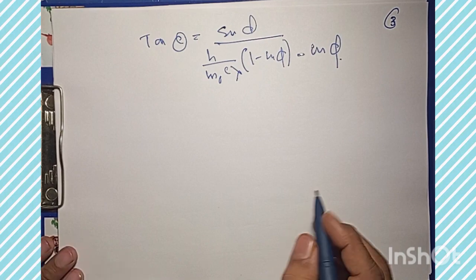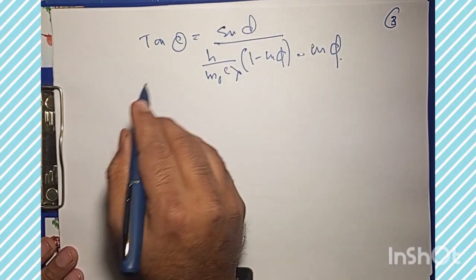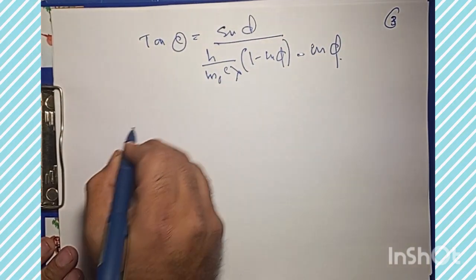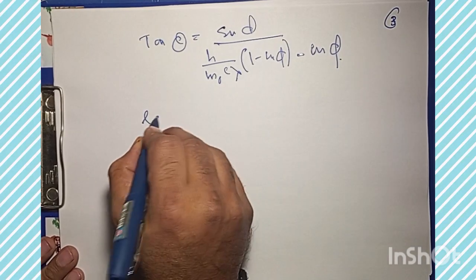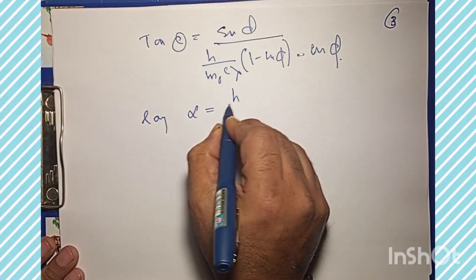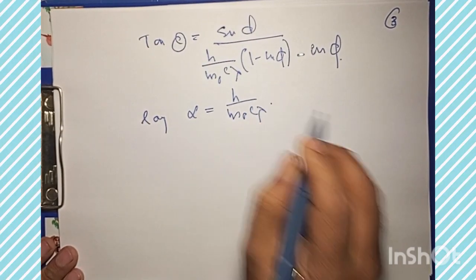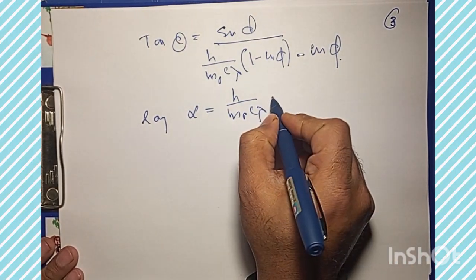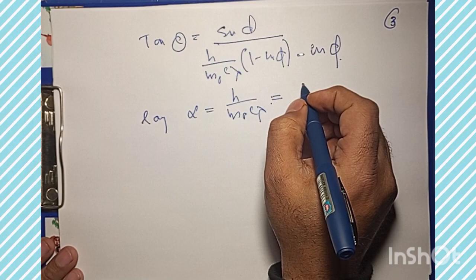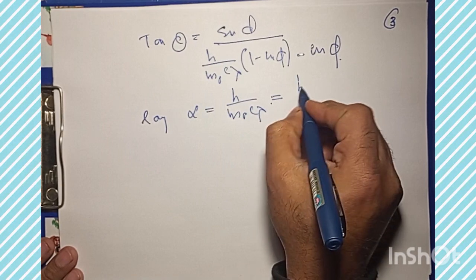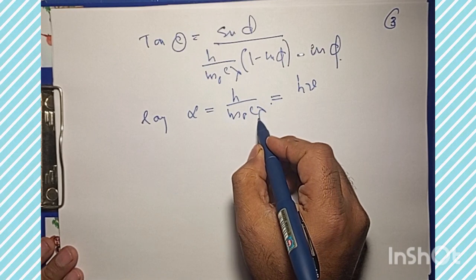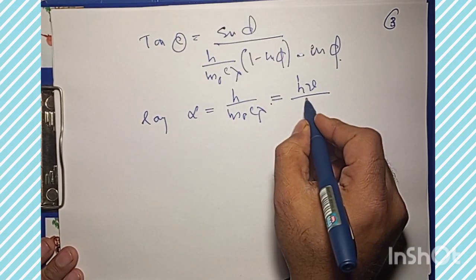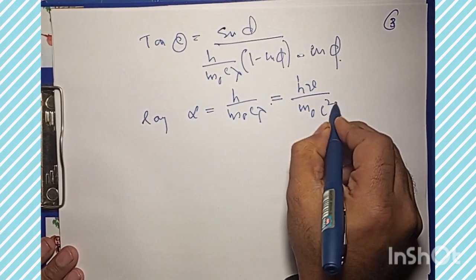So let us use some symbol here. Let us assume that this h by (m naught c lambda) is equal to, say, alpha. So this alpha is h by m naught c lambda. Now, what's going to happen here is we can write this in terms of frequency as well. So this will be h nu. For lambda, we will be using c by lambda, right? So what we'll get is h nu by m naught c square.